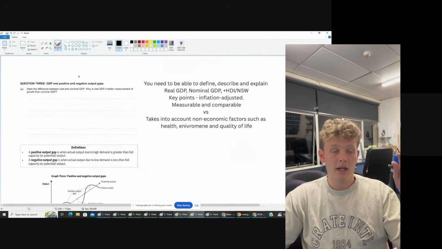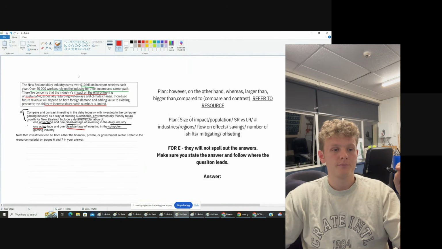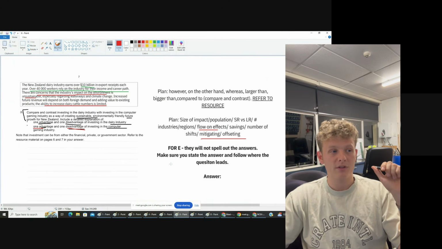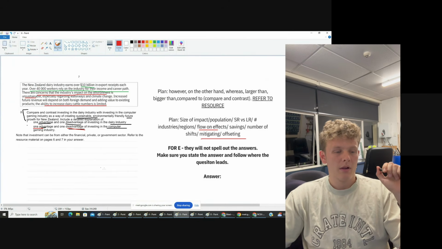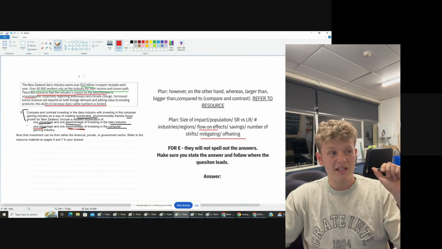Again, in here, it's for excellence, this part here. Mitigating, offsetting, bigger, smaller, flow-on effects. Yeah. Follow where the answer leads. So the question's asked about environmental twice. Let's talk about environmental.